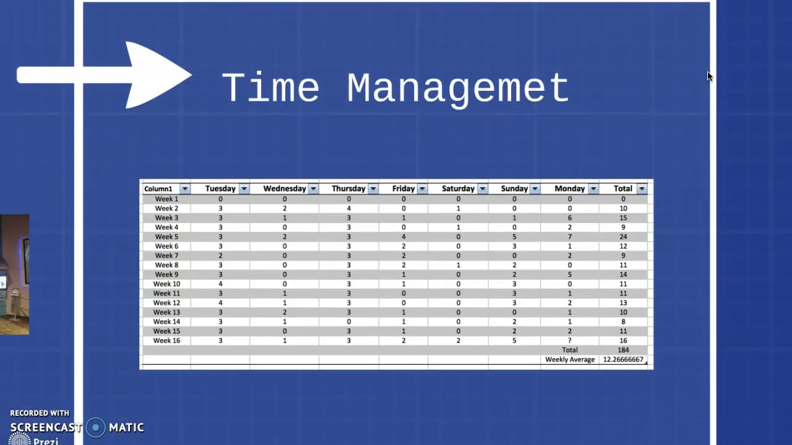Here is a chart of my time management skills within this class, of how many hours daily I work for this one class. This includes the time periods for when I'm in class and for my work outside of class. In total, I worked a total of 184 hours. That's more hours than there are within a week. I'm producing about 12.2 hours on a weekly basis for this one class.